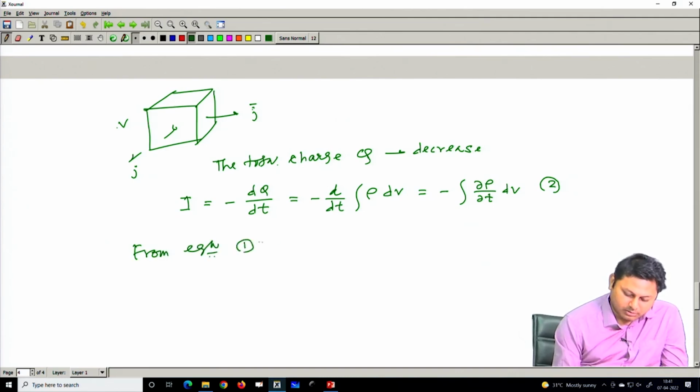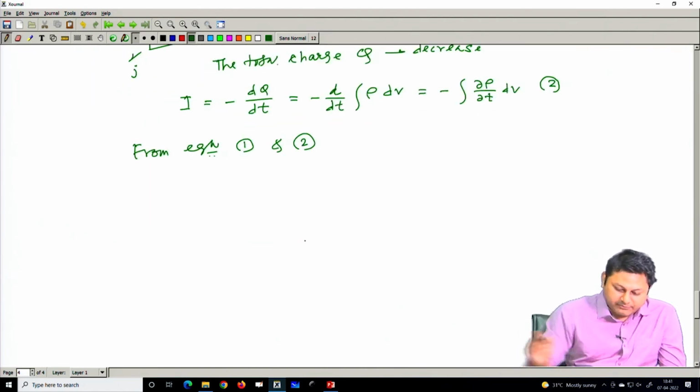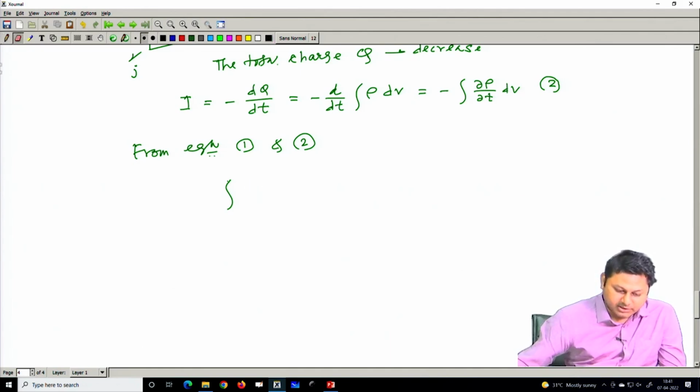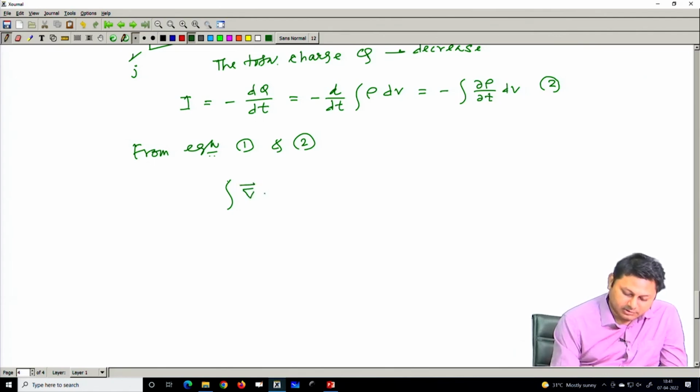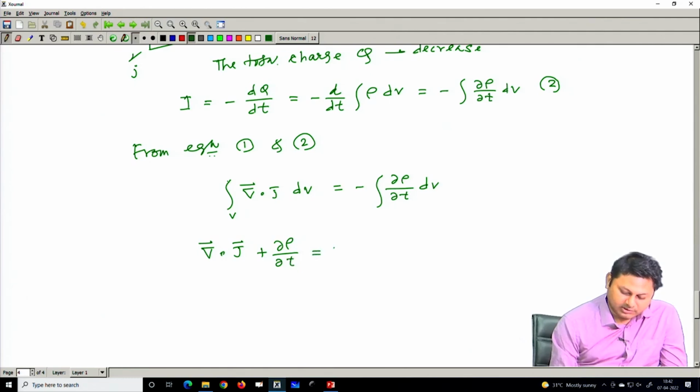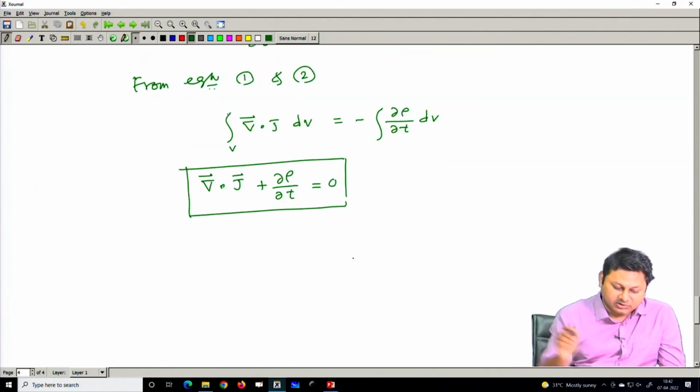So, if I compare equation 1 and equation 2, from equation 1 and 2, I find a very interesting relation: the divergence of the current density, over a volume dV, is equal to minus of this quantity, del rho del t, over dV. So, from this equation I can compare and find that the divergence of J plus del rho del t is equal to 0. This is a very important equation in electrodynamics, and also in quantum mechanics you will have this equation. It is called the continuity equation.